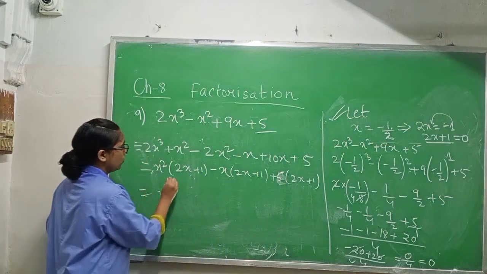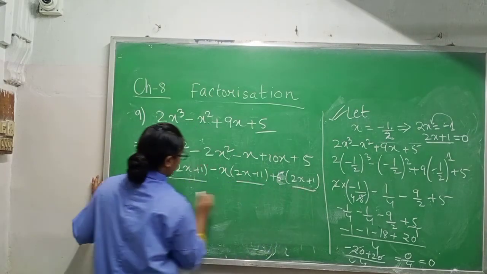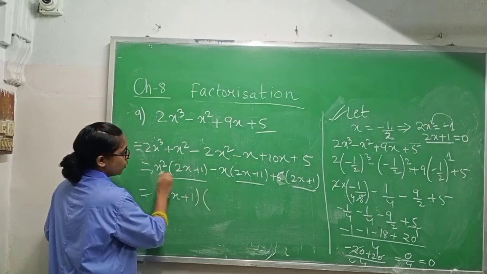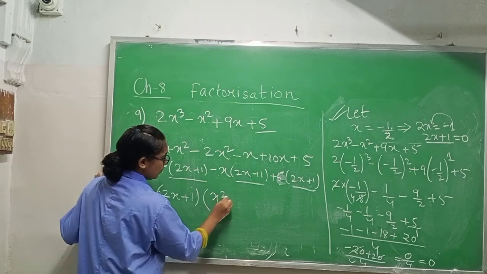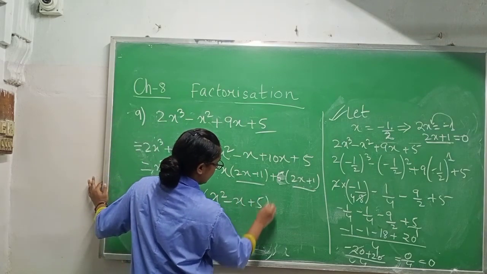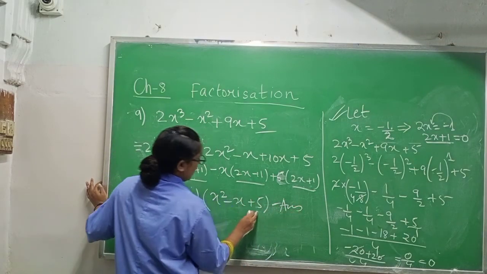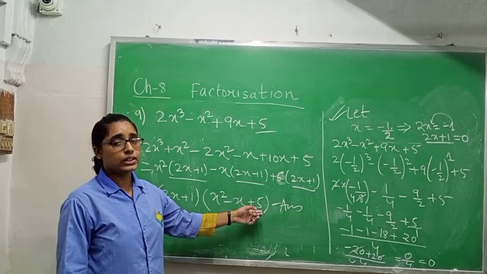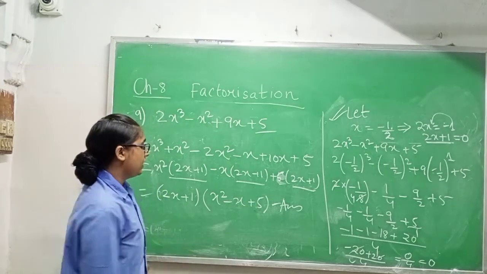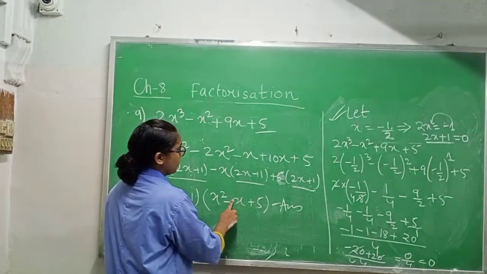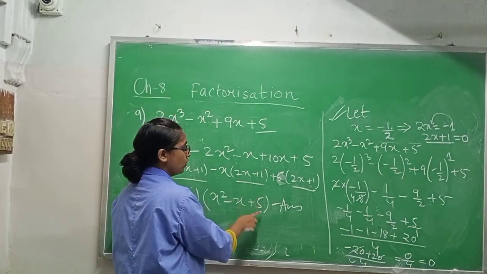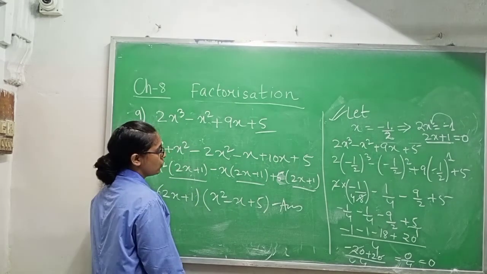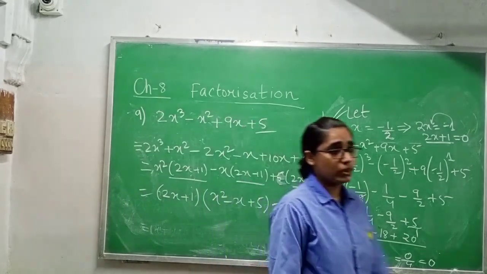Now 2x plus 1, 2x plus 1, 2x plus 1, we will write one time 2x plus 1. Now x square minus x plus 5 we will write. This is the answer. If you do the middle term factor of this one, if you take the product 5, it will come 5 only, and we need plus 1. Meaning after multiplication you need 5, but after addition you need 1, which is not possible in this one. So this is your answer. Copy this one.